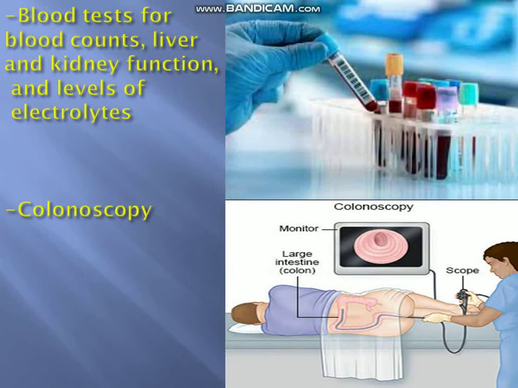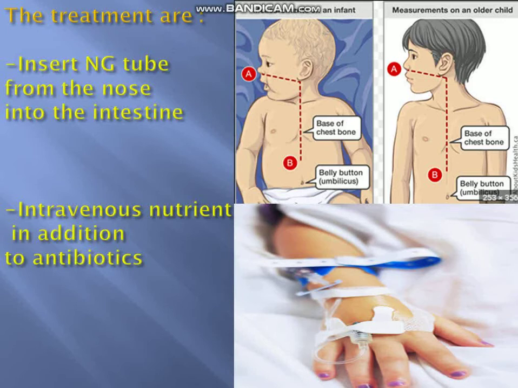And we can diagnose by using blood tests for blood count, liver and kidney function, and level of electrolytes. And finally, colonoscopy. Colonoscopy is a flexible lighted tube that is used to look at the large intestine. To complete the diagnosis, now I will explain the treatment.